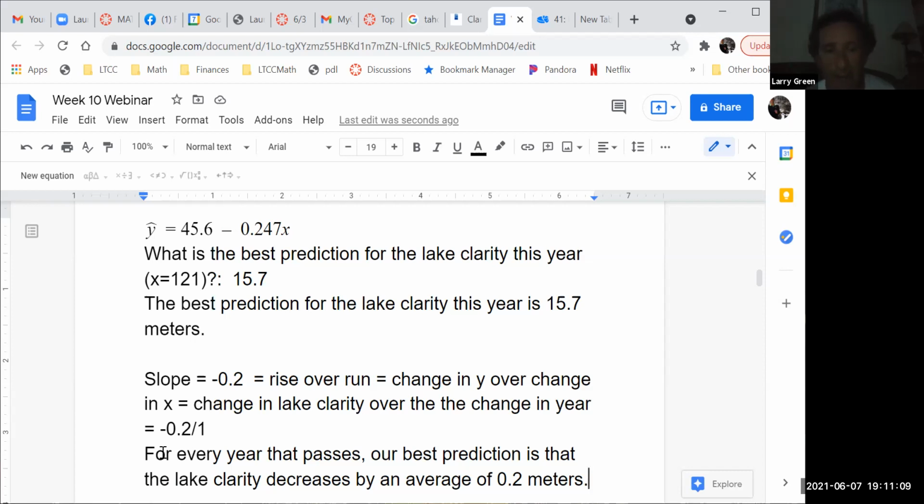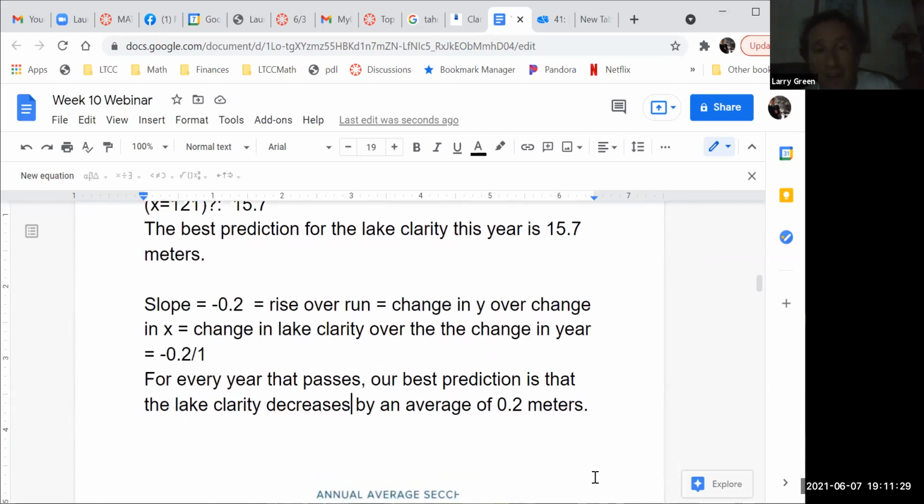Okay, so it's every 1 unit that x changes, the best prediction is that y will change on average by whatever the slope is. In this case, we have a negative slope, so the change is a decrease. Have I lost anyone?